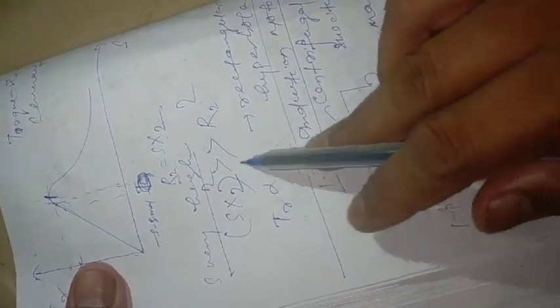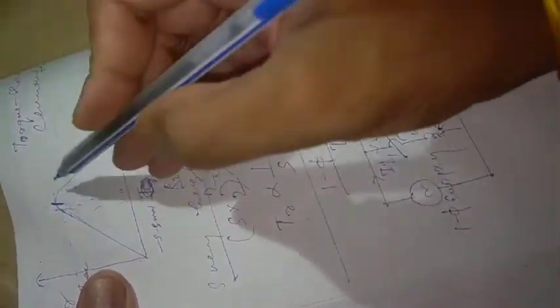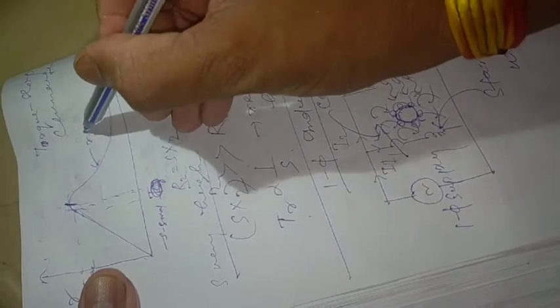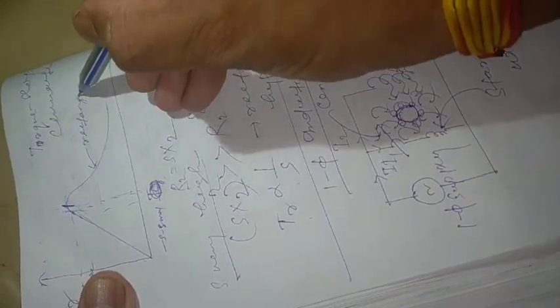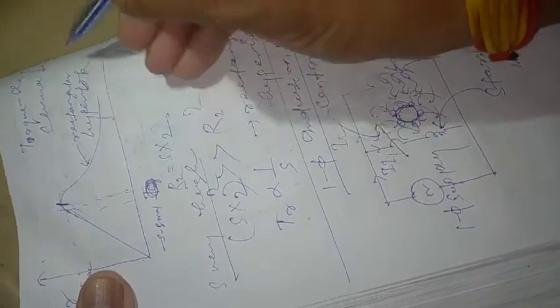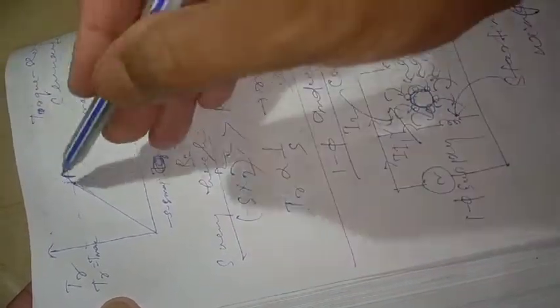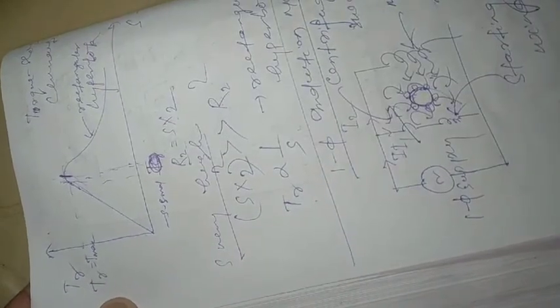As torque is inversely proportional to S, what kind of graph will we get? We'll get a rectangular hyperbola. It is nothing but a rectangular hyperbola. Clear? So this is your torque slip characteristics. Whenever the question comes, you can simply take three parts: first, a straight line, then maximum torque, and beyond that, a rectangular hyperbola kind of graph.